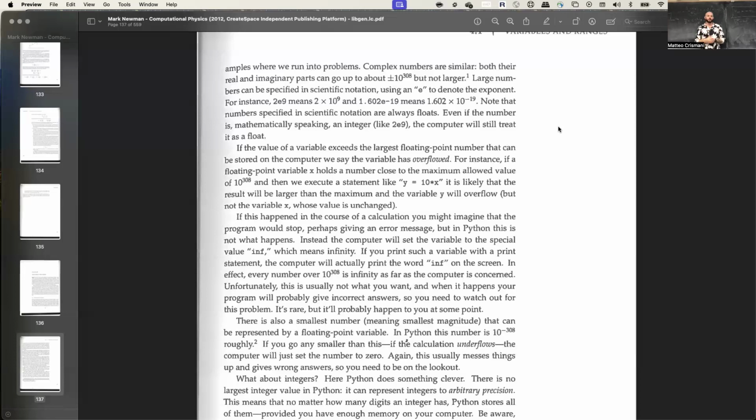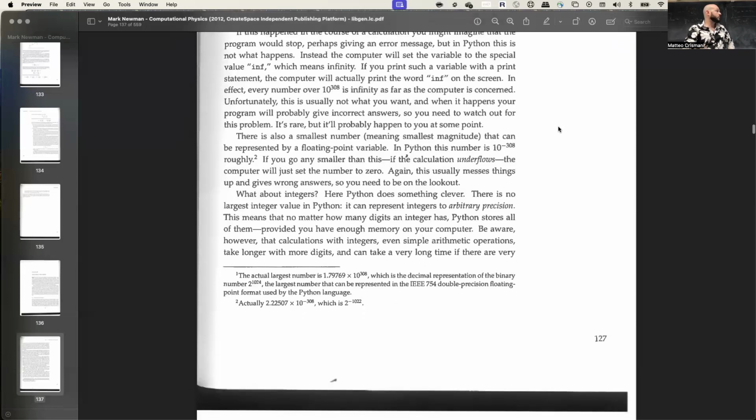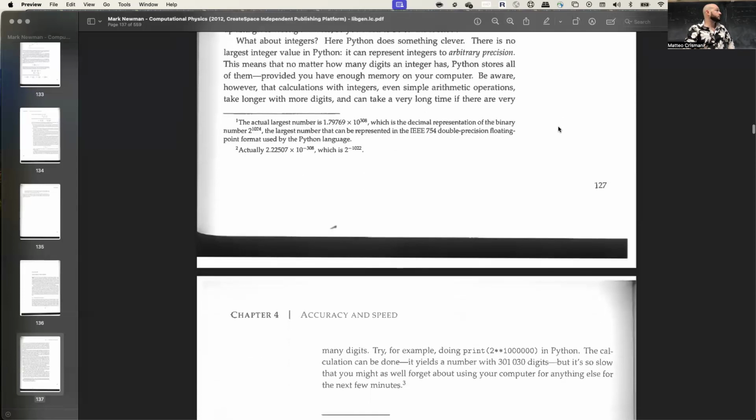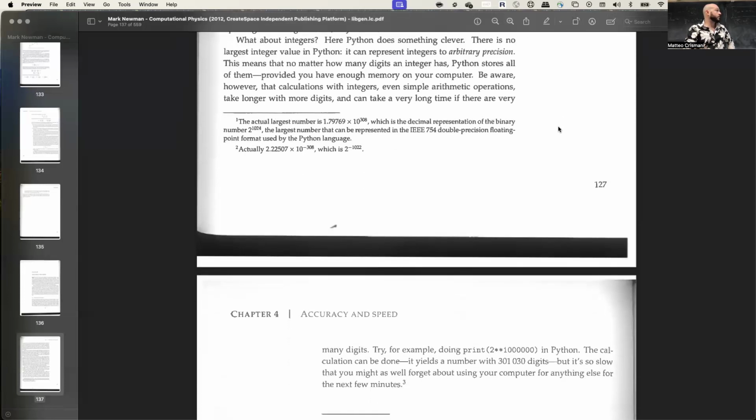People get that? Okay. So that's only for floating point numbers, right? Yeah. The next point that it talks about is integers. And when a number goes under and is way too small, it'll just go to 0. Yeah. Very good.